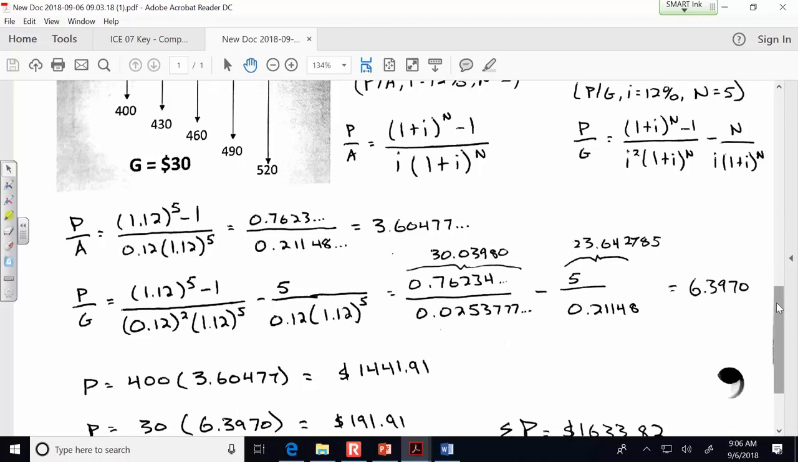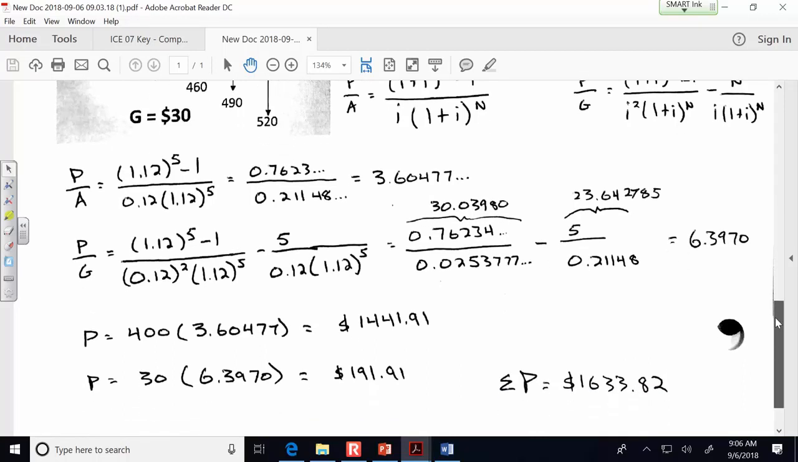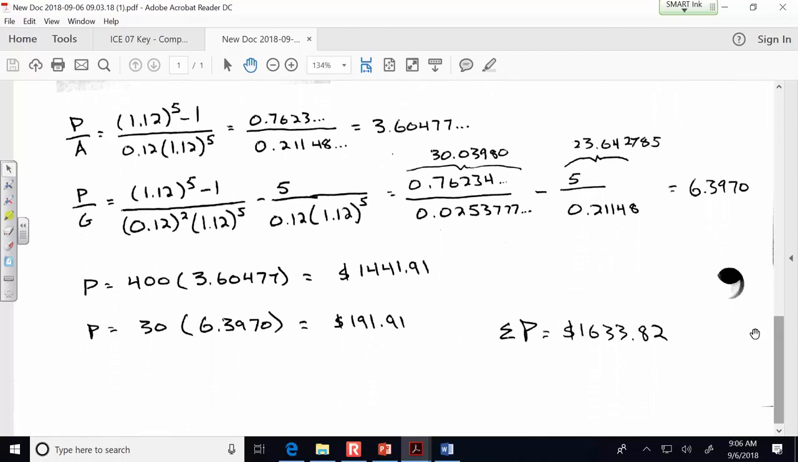So the factor ultimately is about 6.3970. That means if we're discounting that gradient to the present, we need to use the factor 6.3970 and multiply that by the value of the gradient, 30. And so the gradient component is a relatively small share of the overall value of that cash flow, 191.91. So the overall sum of the present value of the two components is $1,633.82.